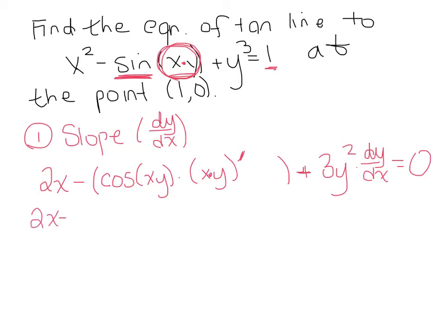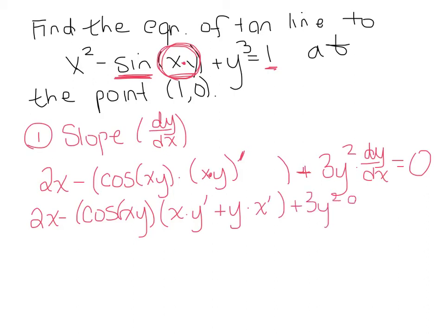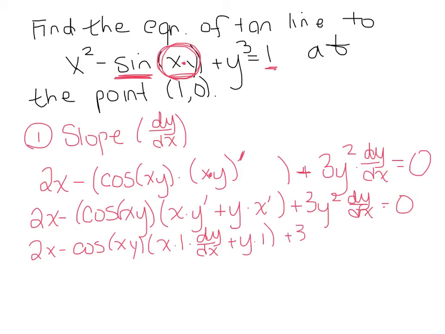So we're going to come back through here, cosine of xy, and now we're going to take the derivative of x times y. So we're going to do x times y prime plus y times x prime, and then plus our 3y squared dy/dx, and that all equals 0. One more line here: cosine of xy, and that's all times x times 1 times dy/dx, plus y times 1, and then plus 3y squared dy/dx, and all of that is equal to 0.